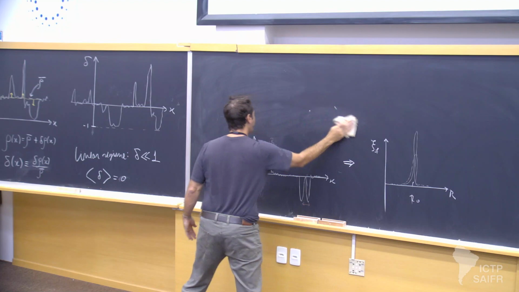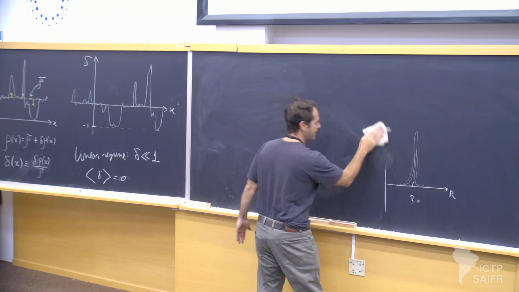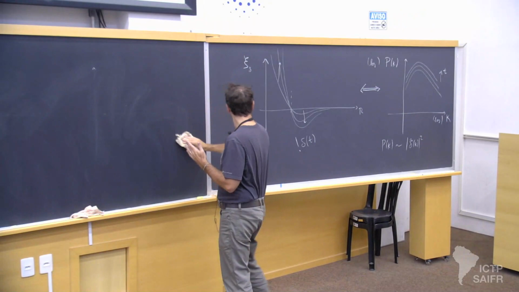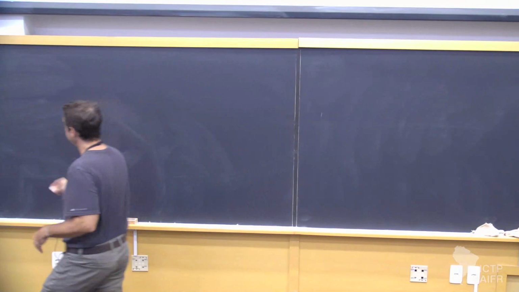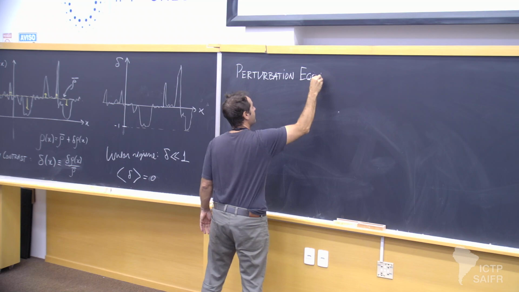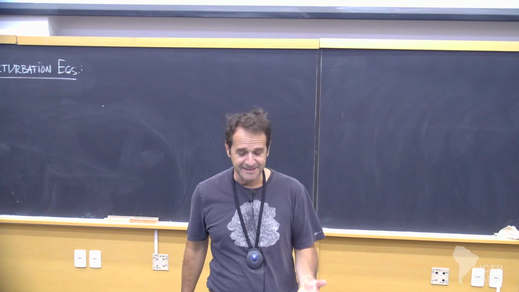However, when we want to find equations for the fluid, for matter, for everything that you have in the universe, all the components, you cannot just assume that you have density. You have to include other features to your fluid also. So let's talk about the perturbation equations. There are two ways of deriving these perturbation equations: the hard way and the easy way, which is a kind of a swindle.